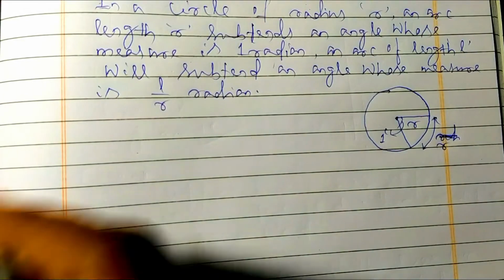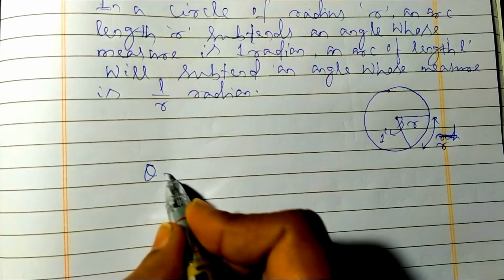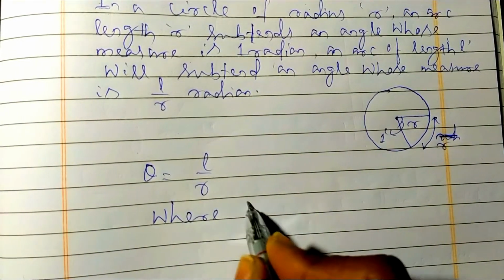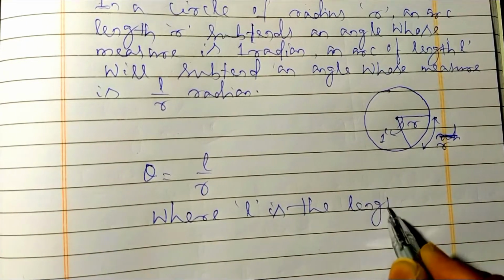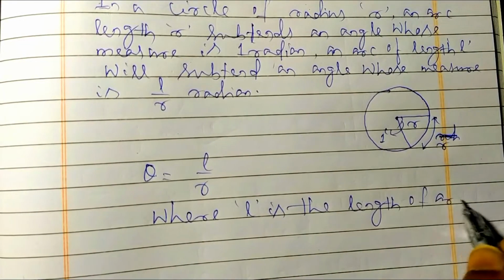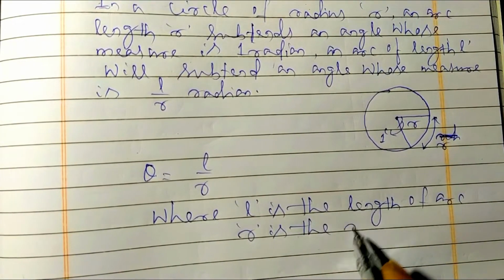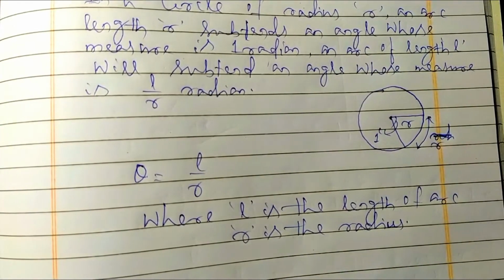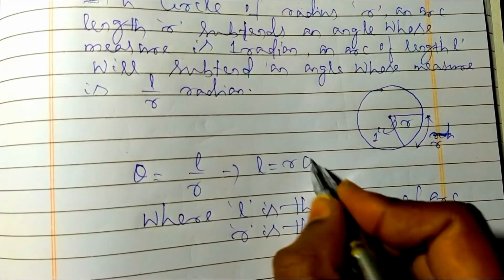That means we can say that if the central angle is theta, then theta is equal to L by r, where L is the length of arc, r is the radius. So L is equal to r into theta.